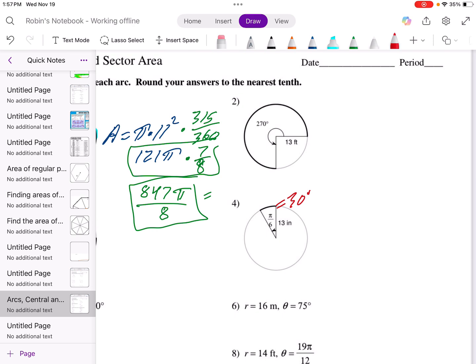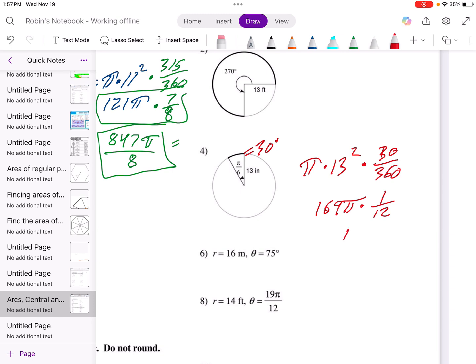And I'm going to have pi times 13 squared times 30 over 360. So I have 169 pi. That's going to simplify to become, did I do that right? I did do that right. 30 degrees is 1/12 of the circle. So just 169 pi over 12. And again, you could use the calculator to help you out.